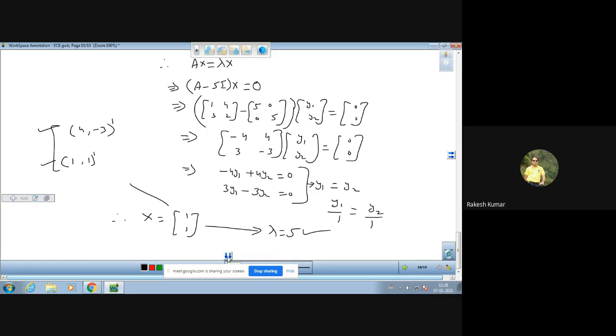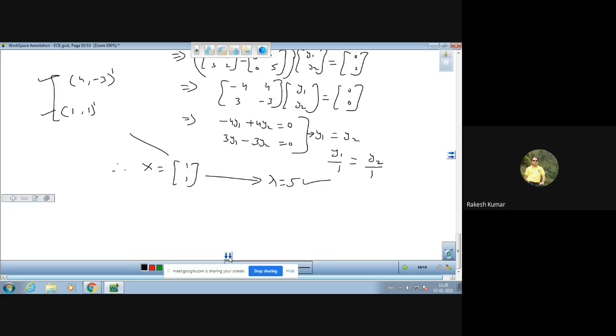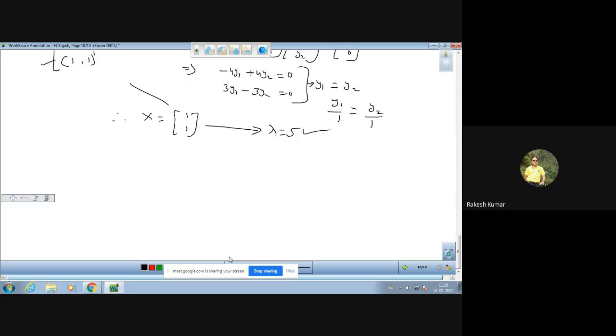So this is the technique by which we can find out the characteristic equation, then solve the characteristic equation, A minus lambda I determinant equal to 0, and find out the values of lambda. This was a 2 by 2 matrix.